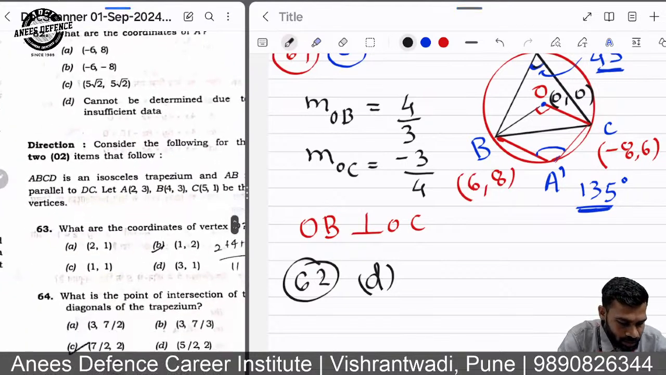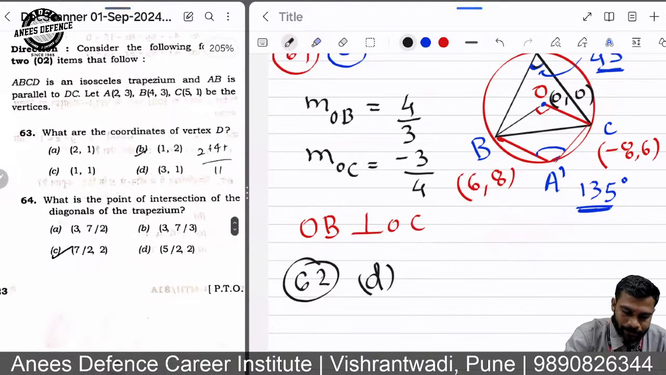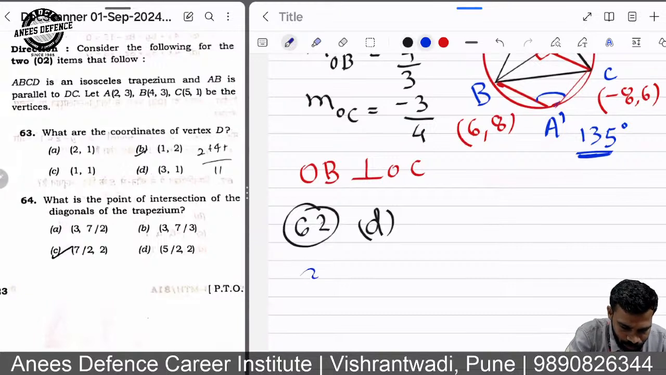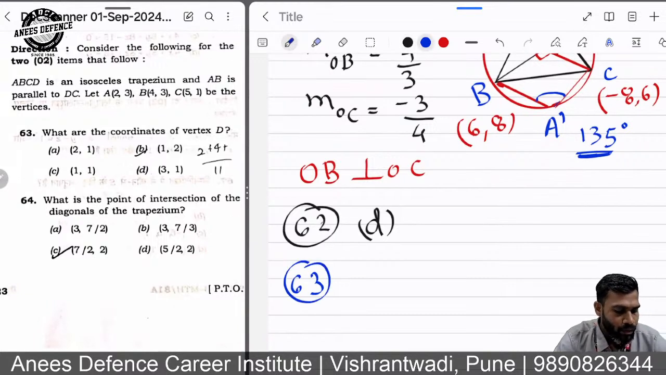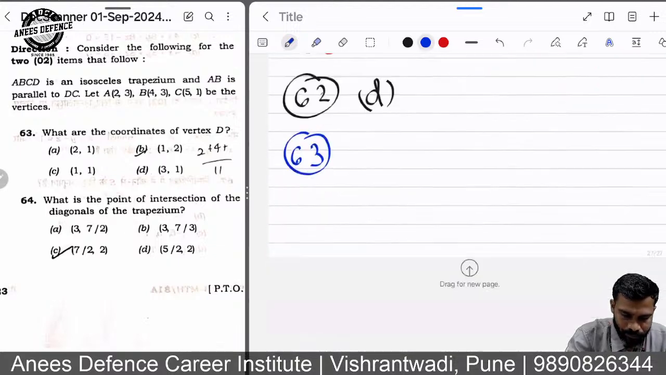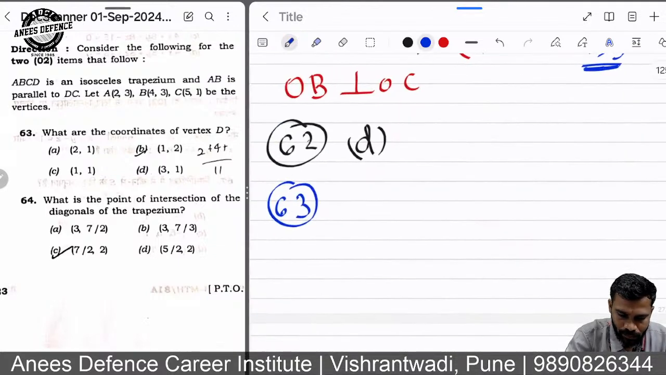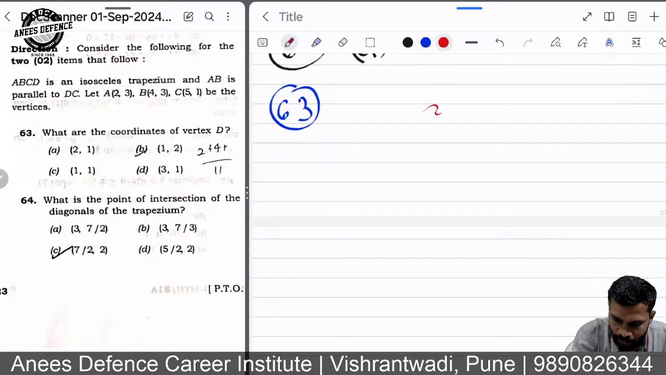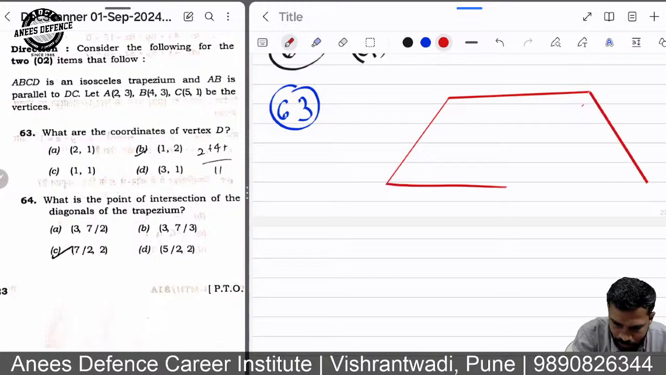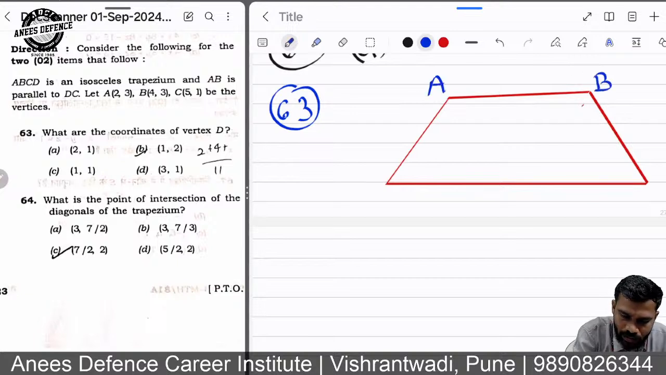Now, next, let us try question number 63. What is given? ABCD is an isosceles trapezium. So let me draw the diagram. This is an isosceles trapezium, right? A, B, C, and D. So first this will be equal, right?